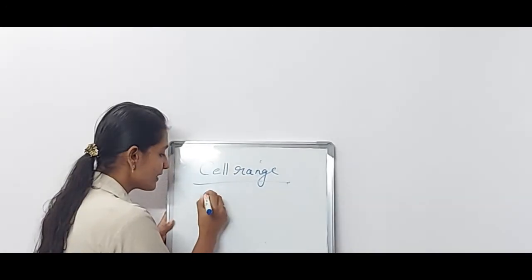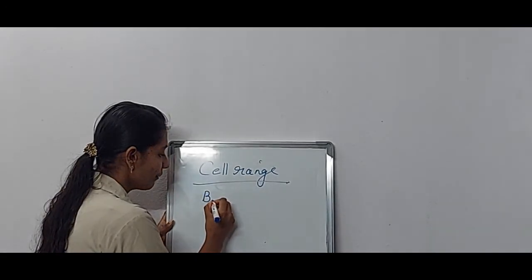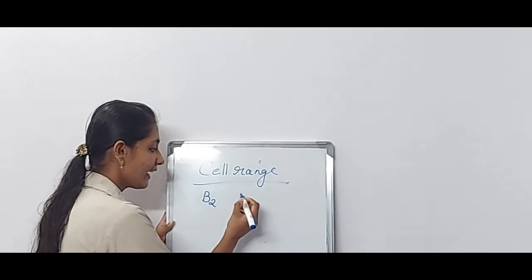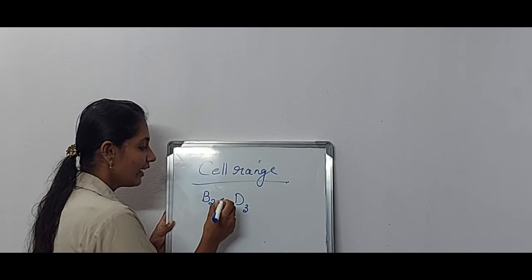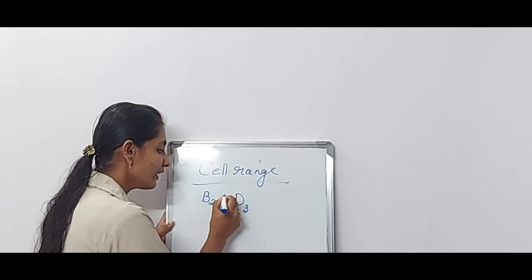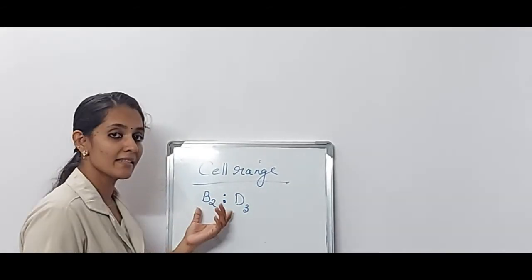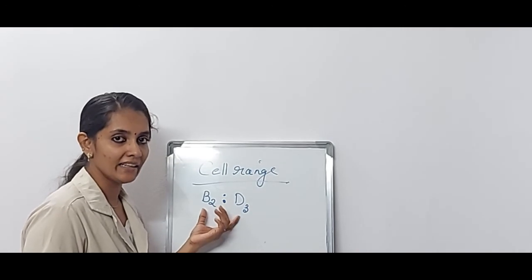If my starting address is B2 and ending address is D3, then it should be separated by using a colon. This is the address of range.